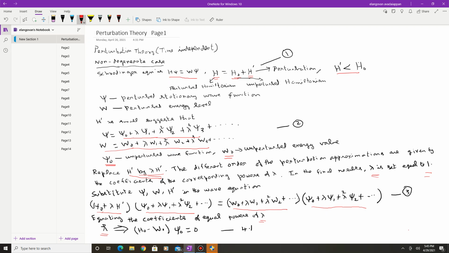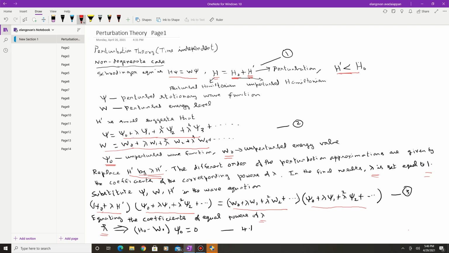Now H may be split into two parts: one is H naught, another one is H prime, H naught plus H prime. And this H naught is the unperturbed Hamiltonian and H prime is a perturbation. H prime is usually very small when compared with H naught. Now the H prime is small.